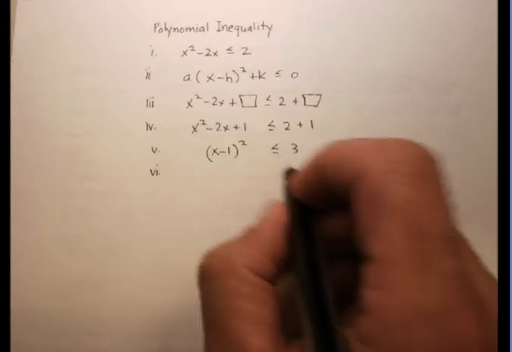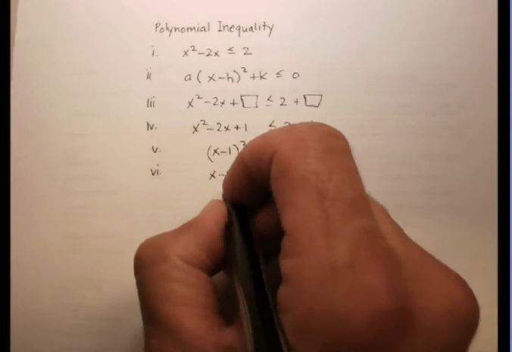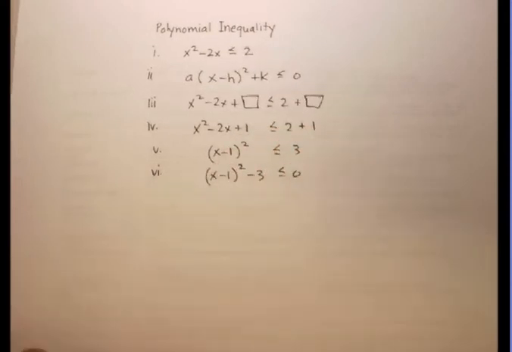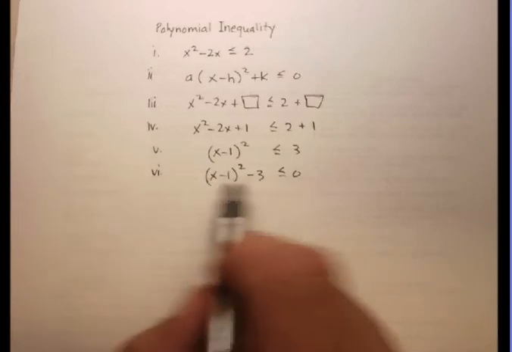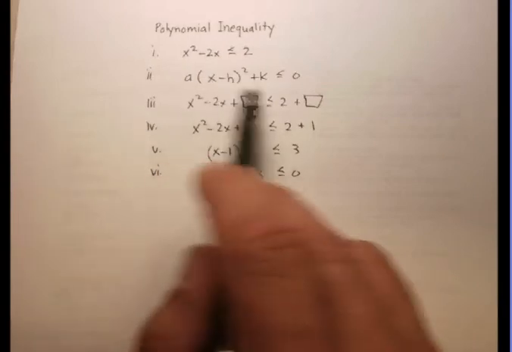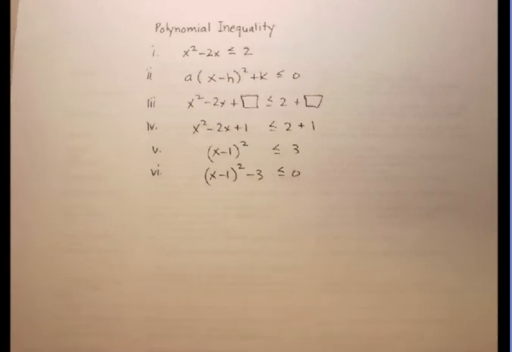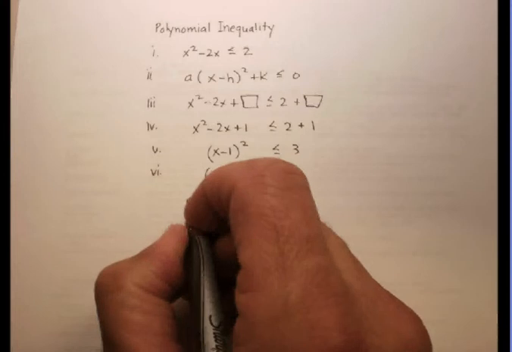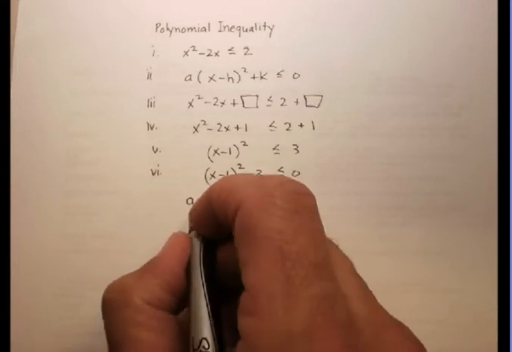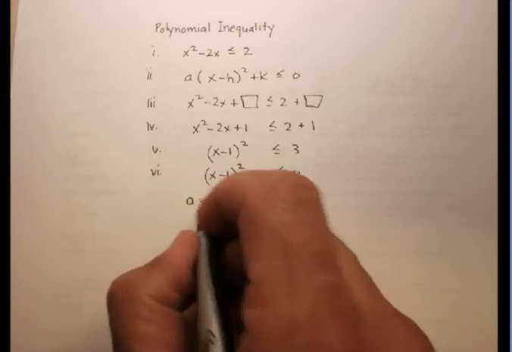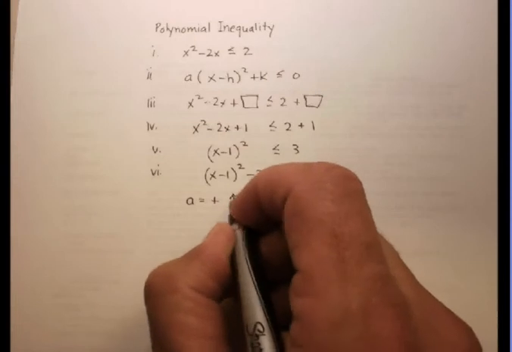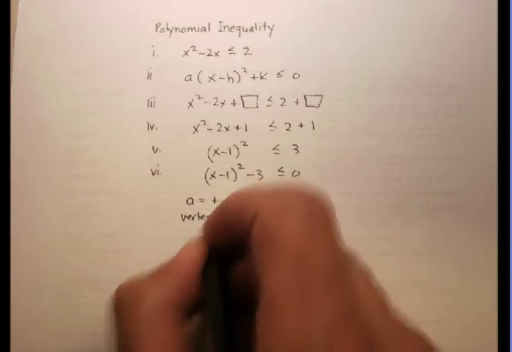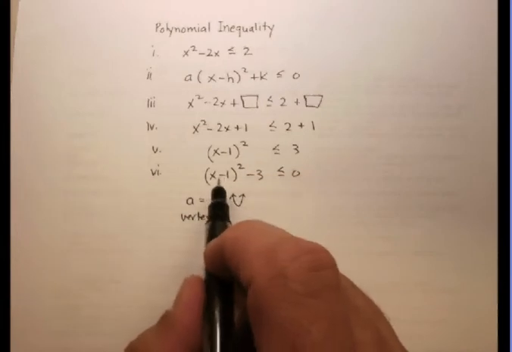Almost done here, because I'm going to move the 3 over here. X minus 1 quantity squared minus 3 is less than or equal to 0. Now notice that this form follows exactly this form with just a couple of differences between the pluses and the minuses. Okay, now what does this tell me? This tells me that my a, which in this case is a 1, the number in front of there, is positive, so that my parabola opens in the upward direction. This tells me that my vertex, and this is why I like this form, is actually 1, negative 3.